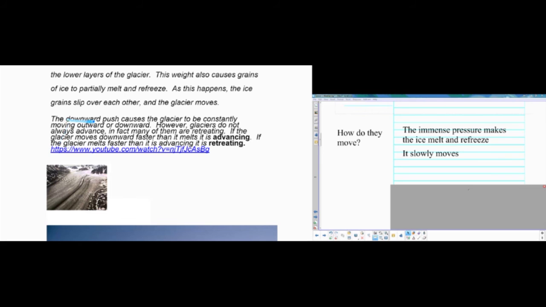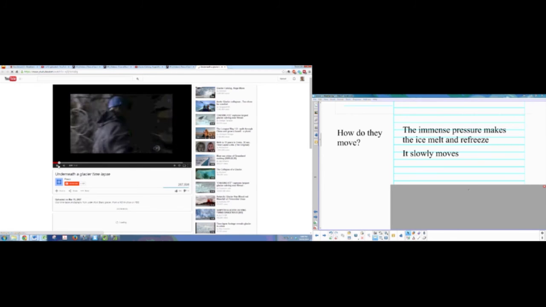Okay, the downward push causes the glacier to be constantly moving downward or outward. However, glaciers do not always advance. In fact, many of them are retreating. If a glacier moves downward faster than it melts, it is advancing. If it's melting faster than it is advancing, it is retreating. So what this is saying is many glaciers are actually getting shorter over time.